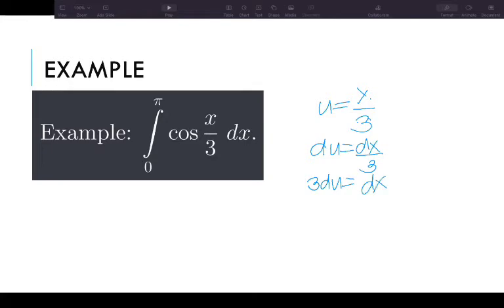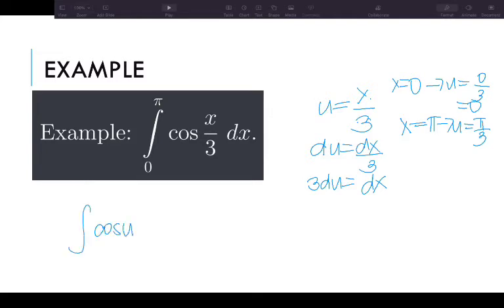With this, we will adjust the lower and upper limits. So if x equals 0, then u is 0 over 3, which is 0. Then if x equals pi, then u equals pi over 3. So the new integral will be the integral of cosine u. Since dx is 3 du, we multiply 3 du here. And then the upper and lower bound, 0 and pi over 3.